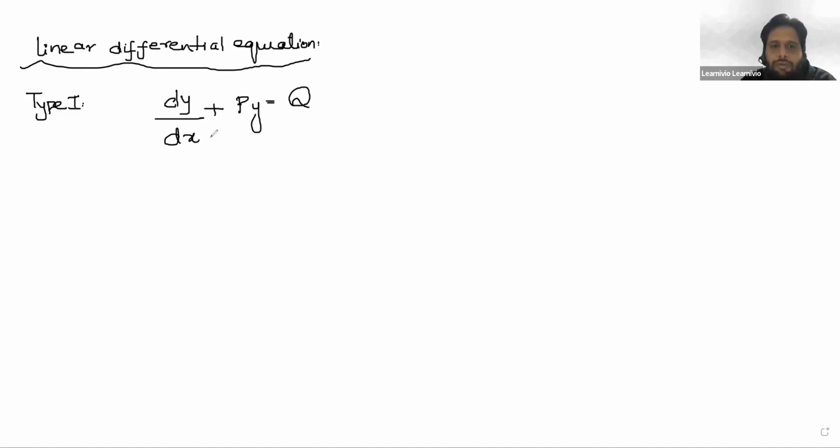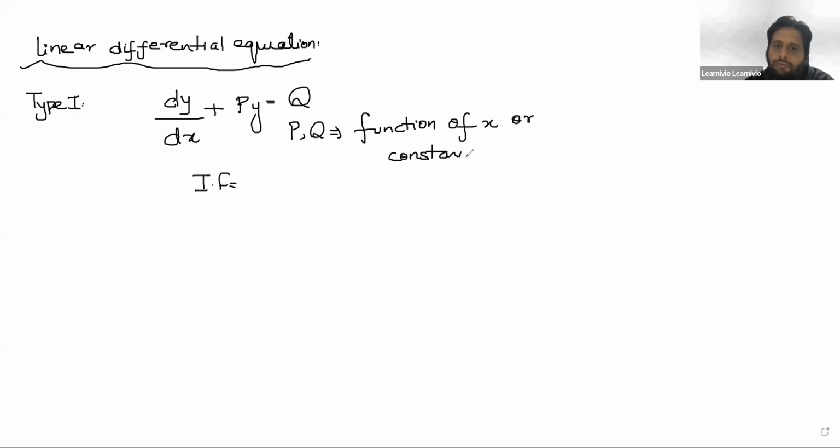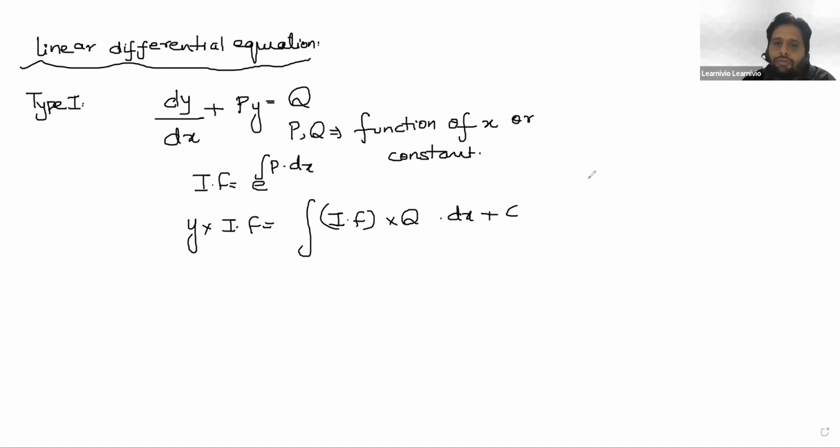Okay, so the type first is dy by dx plus py is equal to q. Here we calculate the integrating factor. What are p and q? P and q are function of x or constant. Integrating factor is e to the power integral p dx. Then we calculate y into integrating factor, which is equal to integral integrating factor into q dx plus c. Okay, so we have done this formula.